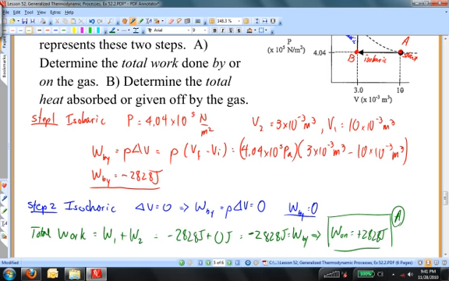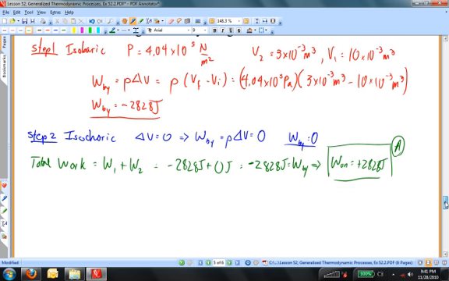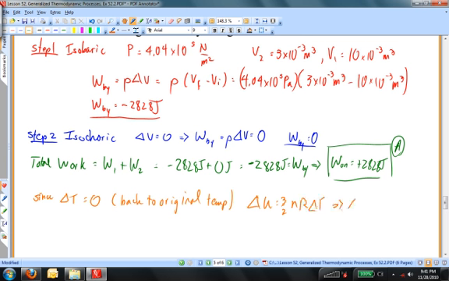Part B says determine the total heat absorbed or given off by the gas. We know that we go back to the original temperature, so I know that the change in the temperature during the whole process is equal to 0 because I'm back to the original temp. If that's the case, and I know that the change in the internal energy is 3/2 times nR delta T, then that must mean that the change in the internal energy is equal to 0.